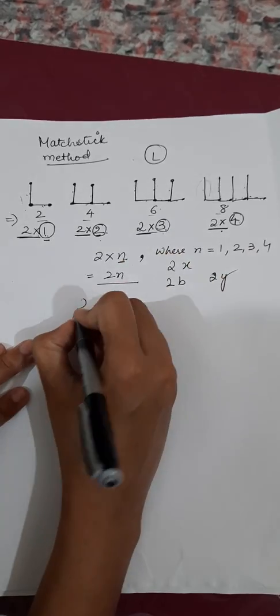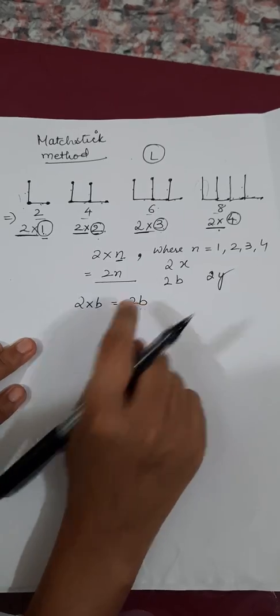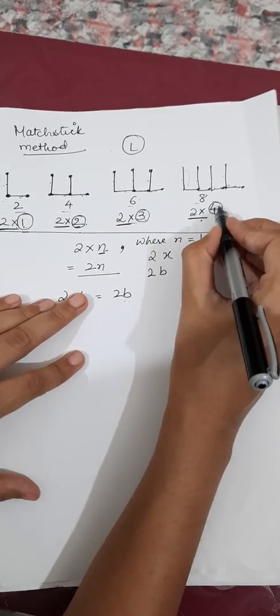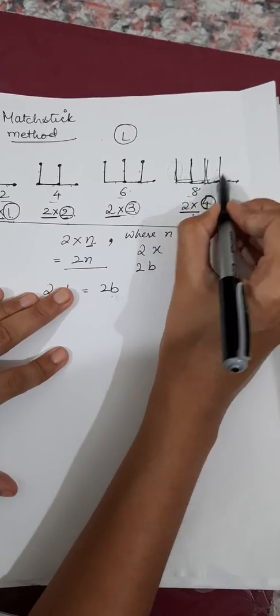Now if I'm going to write 2 into b, that means 2b. This multiply sign has been omitted. Now why are we using this much? Because till here we have used 4 alphabets. 4 alphabets means 1, 2, 3 and 4.